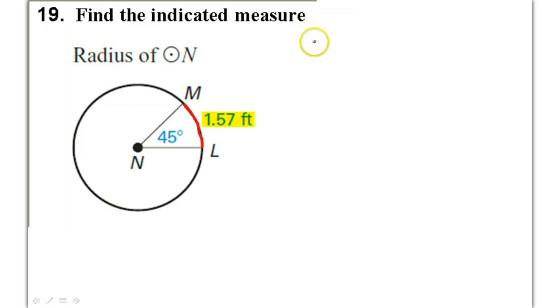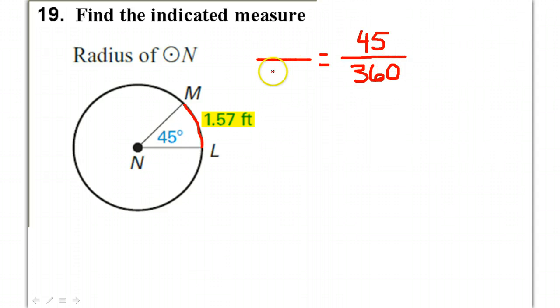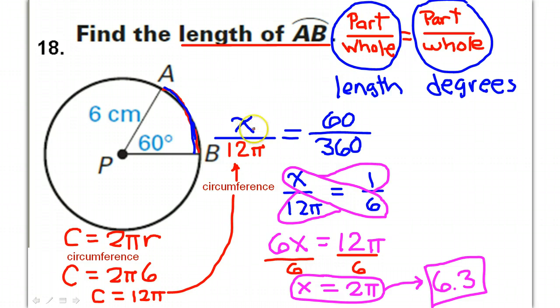again, the first thing that should pop into your mind is part over whole equals part over whole. So let's set up that equation. Part over whole. Remember, on the right-hand side, we're doing part over whole degrees. Of course, the partial degrees are 45, and the whole degrees are 360. That part is easy. Now remember, on the previous problem, I put x in the top because that was the partial length. That was the length of the arc. That's what we were trying to find.